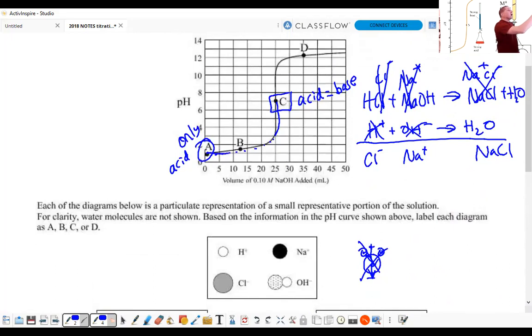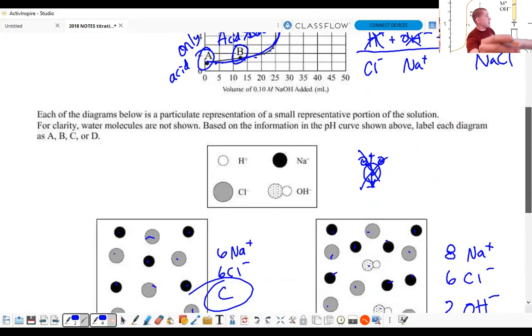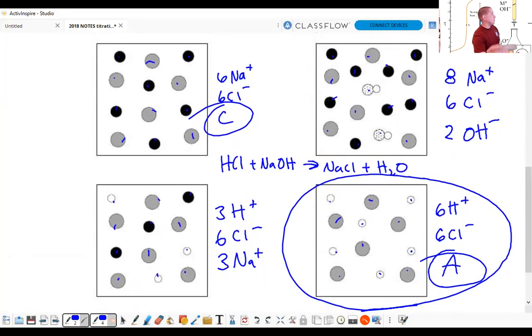Well, anywhere along the curve from A to C, you have more acid than you do base. So we have more HCl than we do NaOH. So NaOH is the limiting reactant all the way up to letter C, because you're starting with moles of acid and you're starting with zero moles of base. So you keep adding moles of base until the two meet. That's at letter C. So at letter B here, we should have leftover acid, but no leftover base. The base is the limiting reactant. So that would be this one.